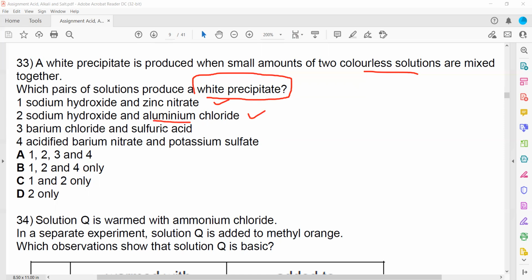When barium chloride is mixed with sulfuric acid it gives barium sulfate, that is also a white precipitate. And when barium nitrate is mixed with potassium sulfate, this gives barium sulfate, that is also a white precipitate. So all the 4 options are correct. This is related to identification of the ions, and you can answer this question by memorizing the observation and the test.